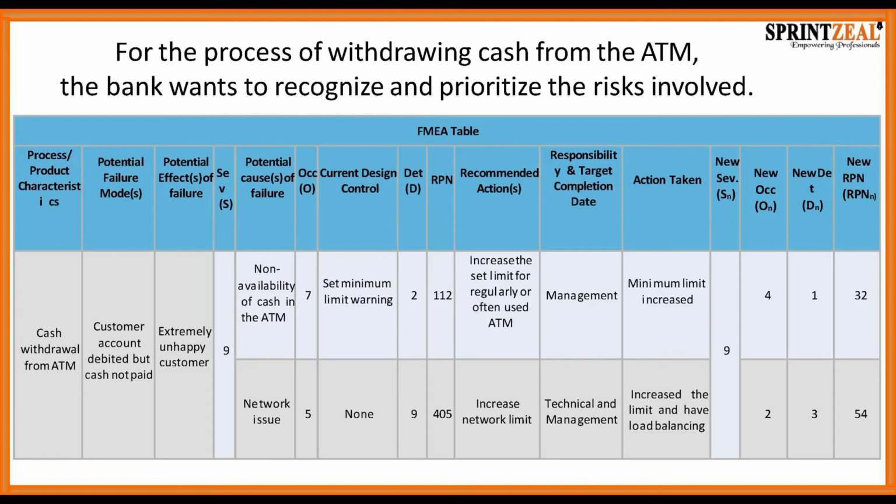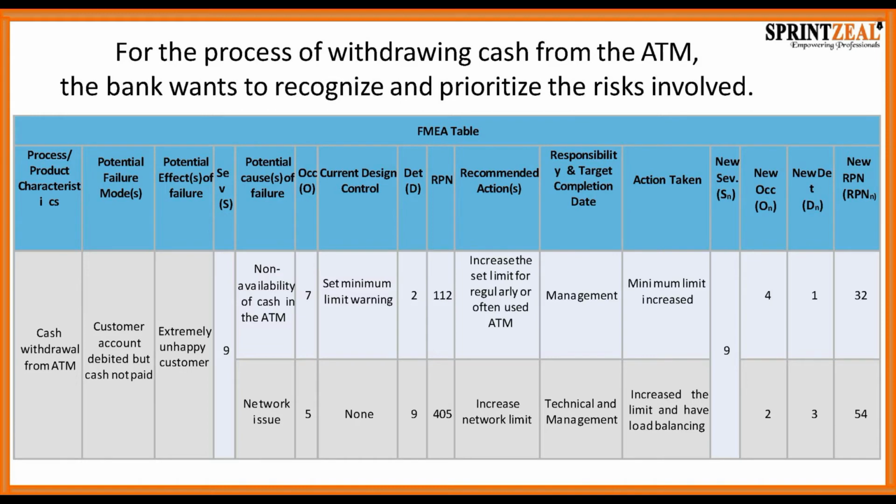So what are our actions taken? Well, on the cash side of it, we just increase the minimum. And then we also increase the limit in terms of load balancing for the data. So what's the severity if it fails again? What's the severity if a customer tries to withdraw cash and they don't get their money? It's still a 9. So severity didn't change.